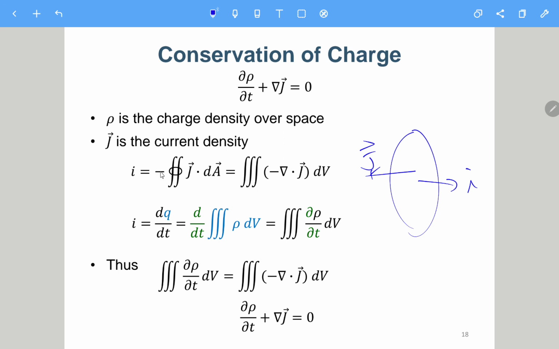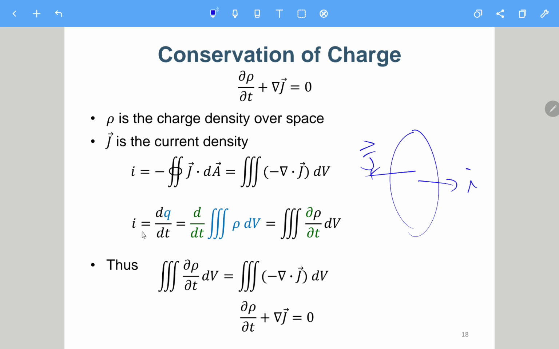Sometimes we don't really care about this negative sign, but here we need to consider the negative sign. So we put it here. And so we have I equals the double integral of J dot dA. And here we apply the divergence theorem. Because this is a surface integral, we can apply the divergence theorem to make it a triple integral. But we need to make it the divergence of J. And so this one equals this one.